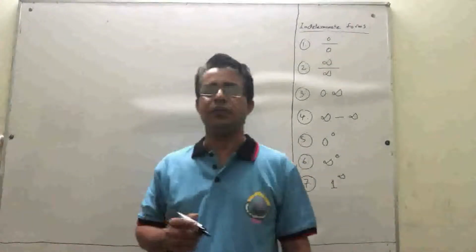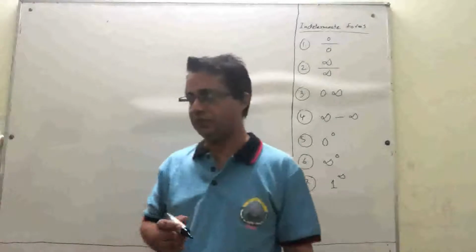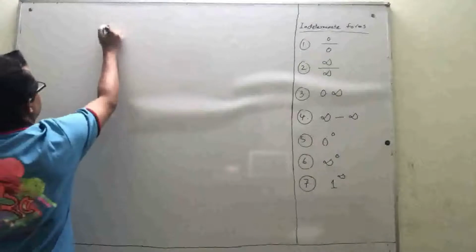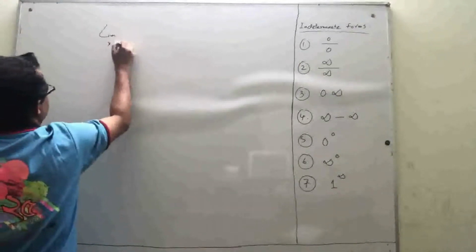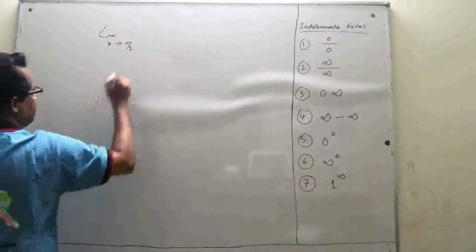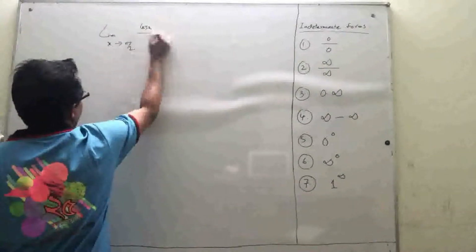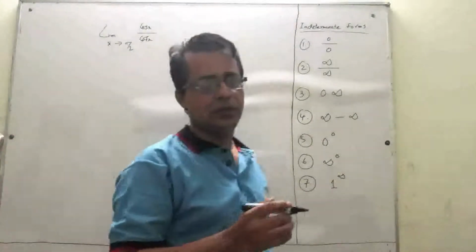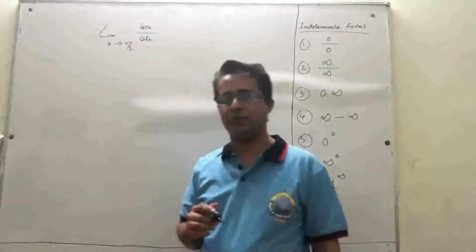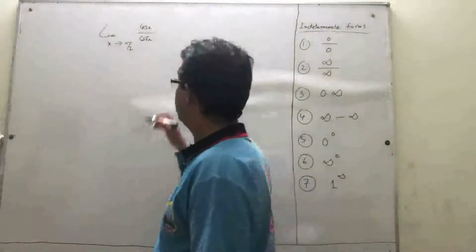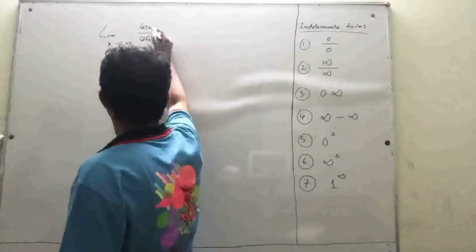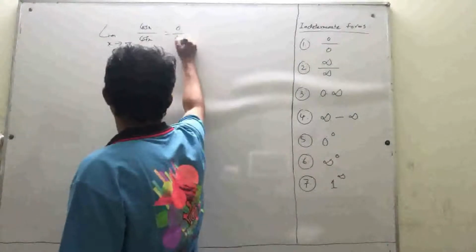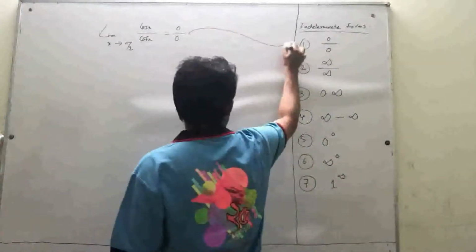At first, we take an example, which is a very simple example, and it is applicable for HSC level students. Limit x tends to pi by 2 of cos x by cot x. We want to calculate the limiting value of this function at x equal to pi by 2. We know that when x equal to pi by 2, then cos x equal to 0. Also at x equal to pi by 2, cot x is 0, which is an indeterminate form.